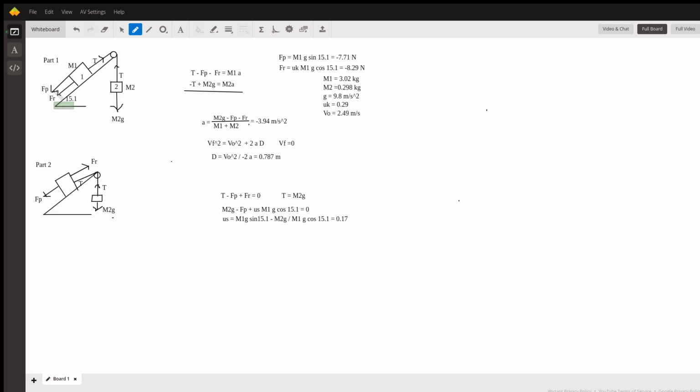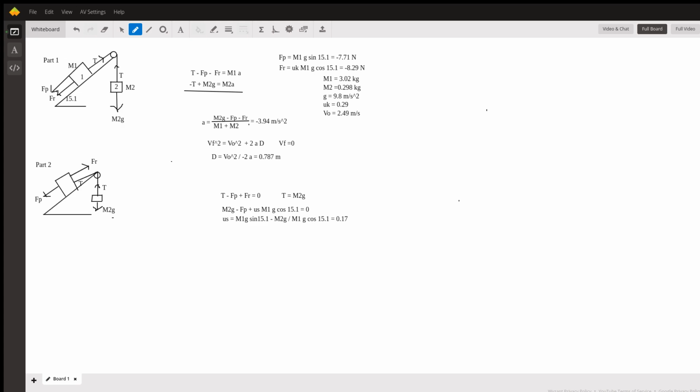This is due to the component of the weight of the block, and since the block is moving up at a certain velocity, the friction opposes that. It is kinetic friction, and that would be downward. Now, of course, the tension is up in this case. Now, for the second block, the tension force is up here, and it's the same as the other tension force there. And the weight of the block is now M2G.